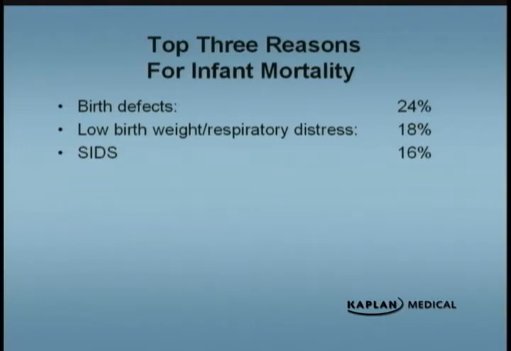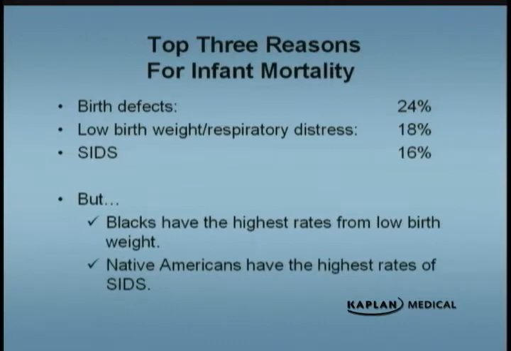That's the general pattern. Here's some wrinkles to that pattern. First, African Americans have the highest infant mortality rate due to low birth weight. The leading killer of African American babies is not congenital anomalies, it's low birth weight. Second, Native Americans have the highest rate of SIDS. Now please note, I did not say SIDS was the leading killer of Native American babies. I said they have the highest rate of SIDS of any other ethnic group.